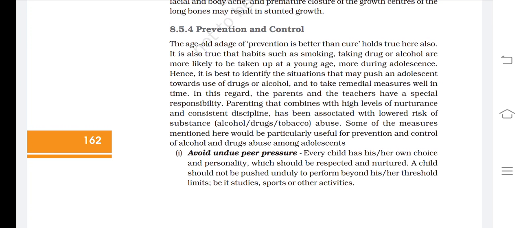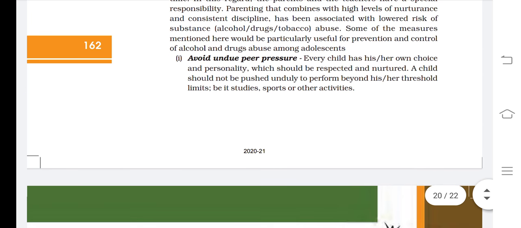Some of the measures mentioned above would be particularly useful for prevention and control of alcohol and drug abuse among adolescents. First, avoid undue peer pressure. Every child has his or her own choice and personality, which should be respected and nurtured. A child should not be pushed unduly to perform beyond his or her threshold limits, be it study, sports, or other activities.